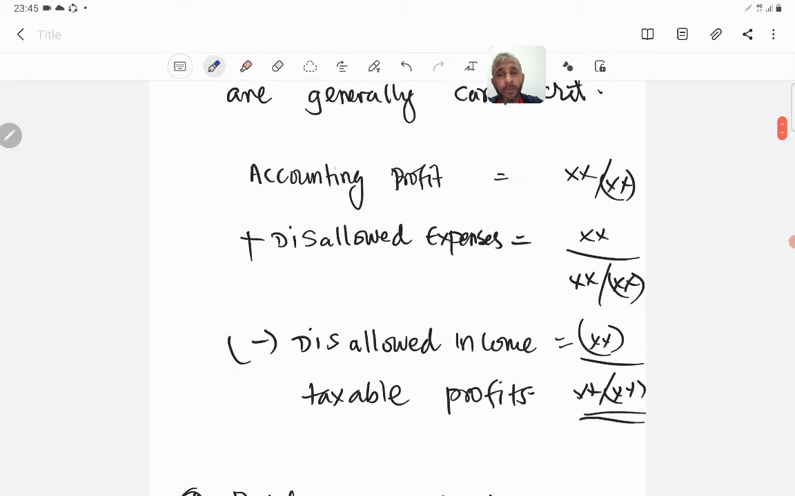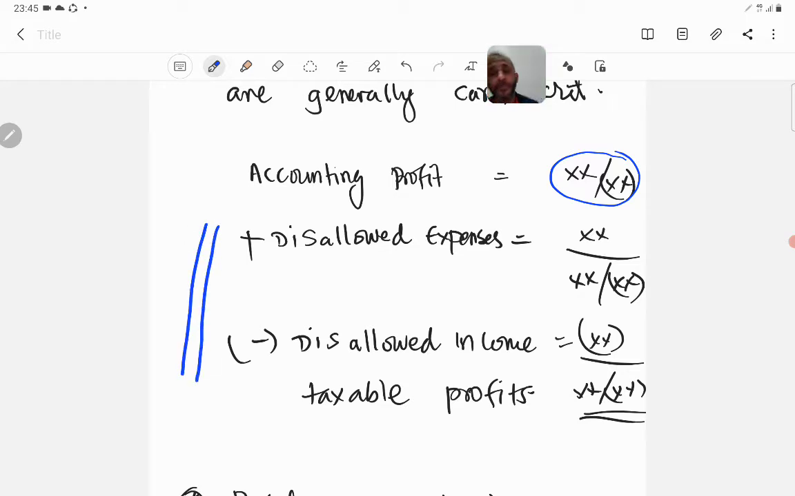Now, how will that generally happen? We will start with accounting profit. Based on the tax law, based on the knowledge, skills and experience of the tax consultants, they will suggest that some of the items that we listed as expenses as per IFRS, the tax authorities say no, we will not accept this, so we will disallow this.